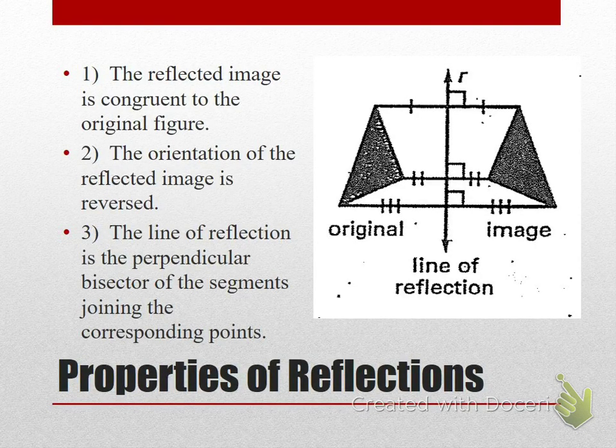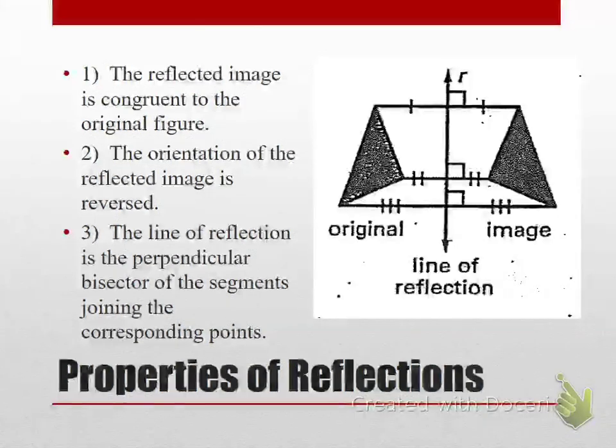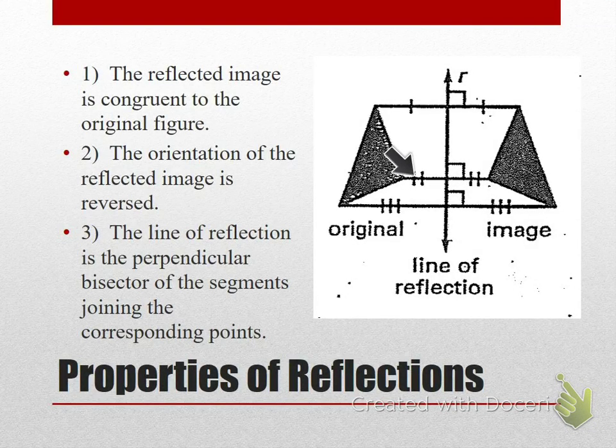All right, in that box, the reflected image is congruent to the original figure. So off to the side, they show you these dark triangles are the figures, the original and the image. The orientation of the reflected image is reversed. Okay, so here it looks like this pointy thing is pointing kind of towards the right side, and then when they reflect it, now that point is pointing towards the left side. So the orientation is reversed.